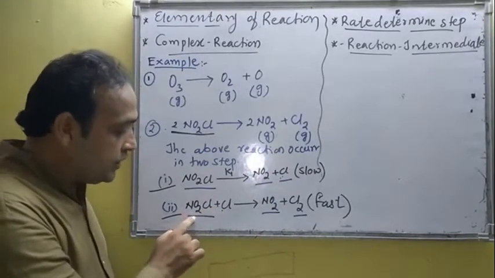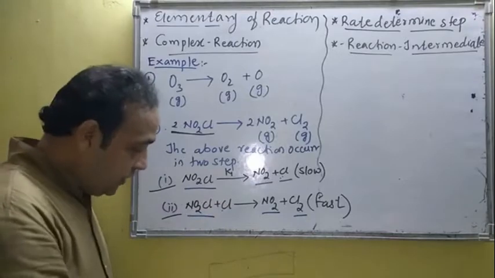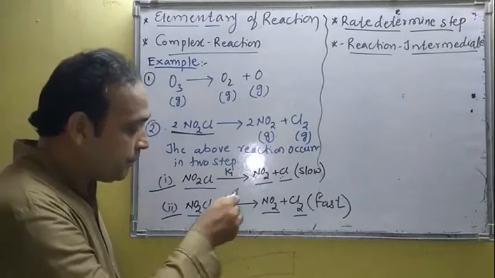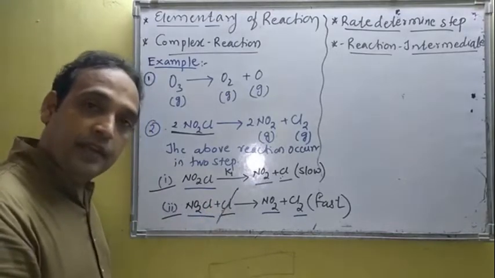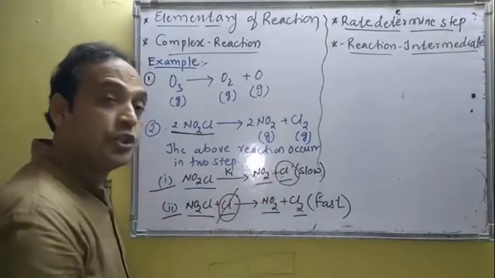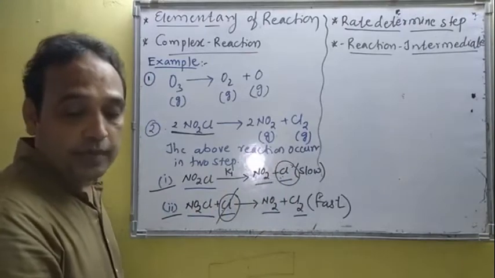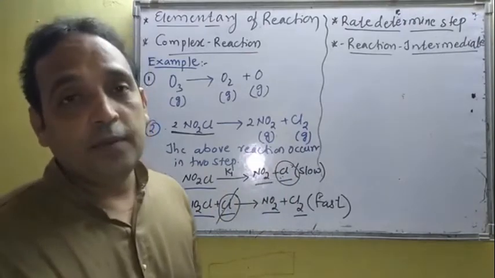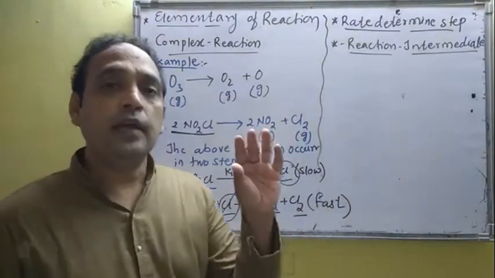Here NO2Cl reacts with this Cl, so this Cl gets consumed, disappeared in the second step. So these species are called a reaction intermediate. ये species को मैं क्या बोलूंगा? Reaction intermediate. So this is our today's simple definition.